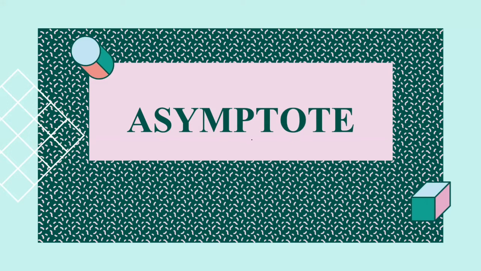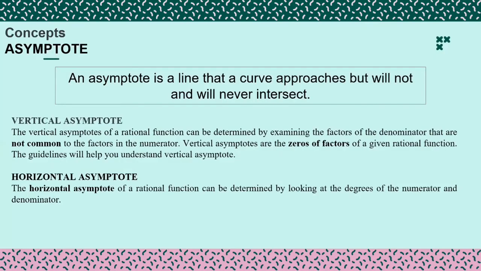Video, we're going to have the asymptote. Now, let's identify first what is asymptote. An asymptote is a line that a curve approaches but will not and will never intersect.